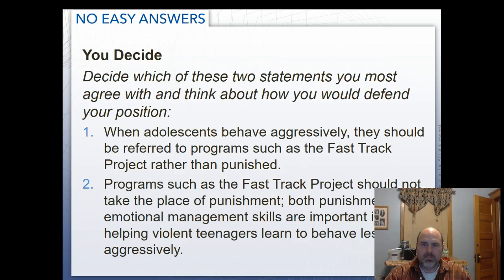So you decide on which of these two statements. When adolescents behave aggressively, they should be referred to this Fast Track project rather than be punished. Or do you believe number 2? Programs such as the Fast Track project should not take the place of punishment. Both punishment and emotional management skills are important in helping violent teenagers learn to behave less aggressively.